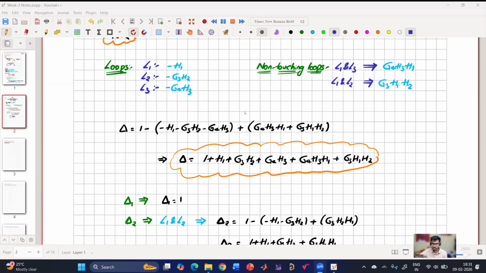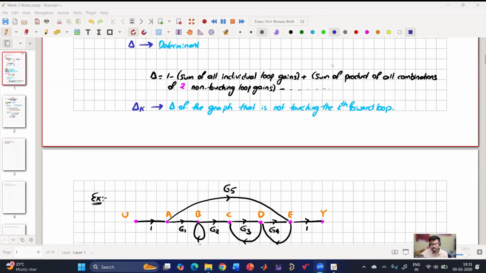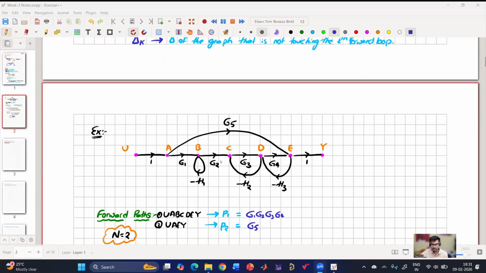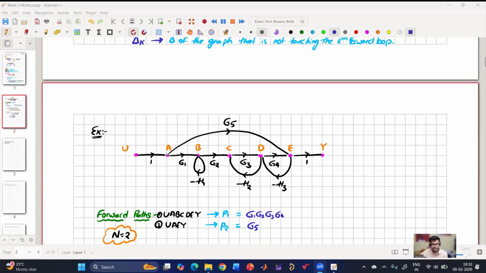You are using the delta formula, which is applicable for delta 1, delta 2, delta 3, and so on. But for delta, we'll consider the entire circuit, the overall circuit. Whereas for delta 1 and delta 2, we'll consider that part of the circuit which is not part of the forward path. If I am considering this forward path, I cannot consider any loops that are part of it. So there exists no such loop, which means delta 1 is 1.